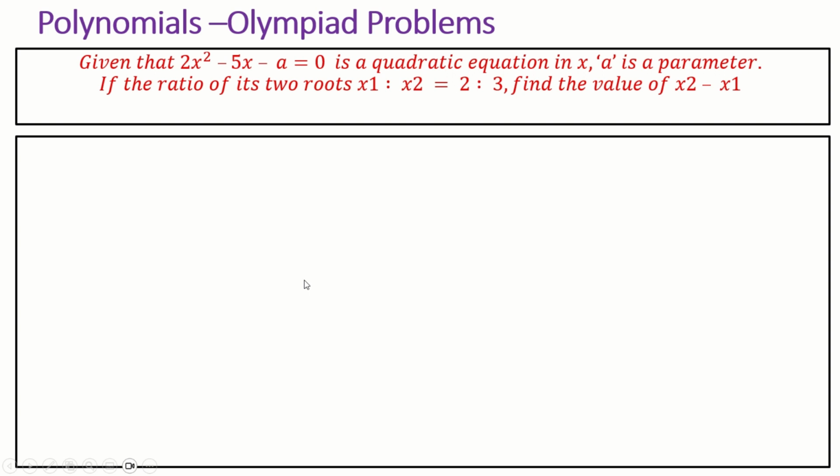Normally what we try to do is find x1 plus x2, which we know is nothing but 5 by 2, and x1 into x2, which is minus a by 2. Then we try to find the value of x2 minus x1 from that relation. But since the ratio is given as 2 is to 3, there is an easier way to find it.